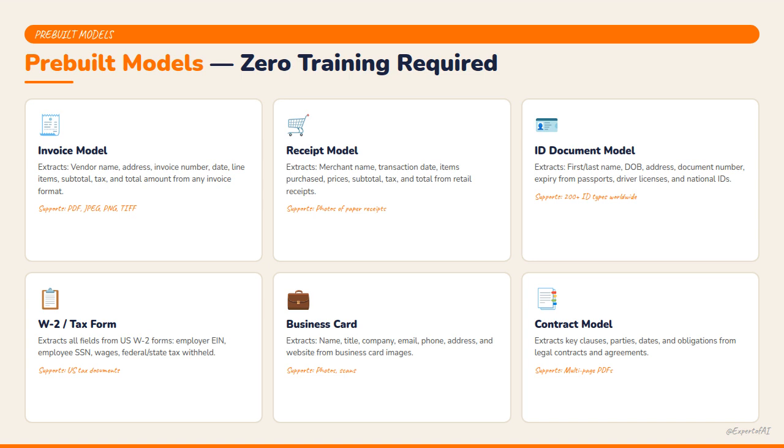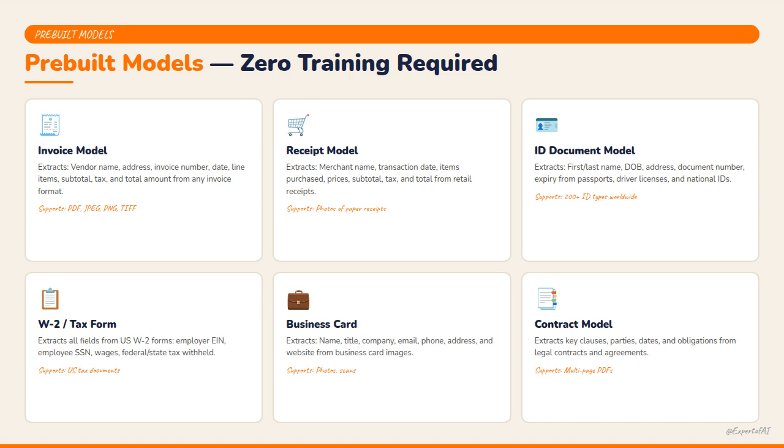Now let's look at pre-built models, and this is where you get immediate value with zero training. Microsoft has pre-trained models for the most common document types. The Invoice Model extracts vendor name, address, invoice number, date, line items, subtotal, tax, and total amount from any invoice format, regardless of the vendor's template.